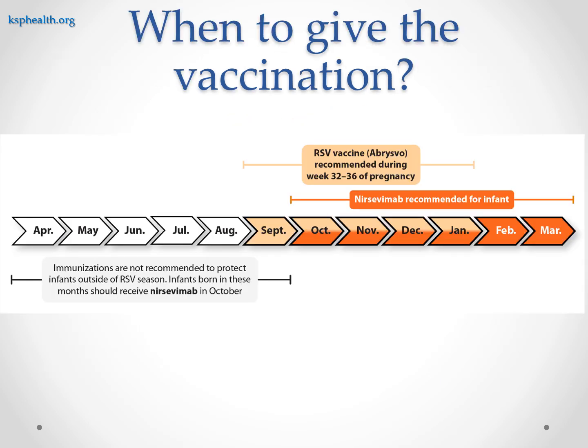Okay, when to give the vaccination? CDC recommends nirsevimab, that is a monoclonal antibody against RSV G proteins, from October 1st all the way up to March 31st. The maternal vaccine called Abrysvo is recommended during weeks 32 to 36, which is 1 month prior, September all the way to February, because it produces antibody 14 days after the vaccination.